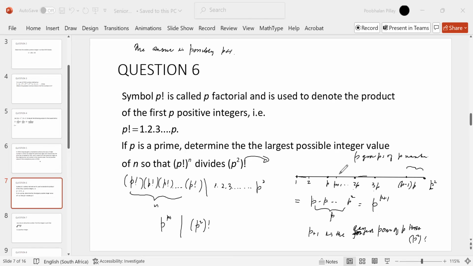You see, what you have here on the left-hand side is 1 times 2 times 3 all the way up to P. So let me just write this down.